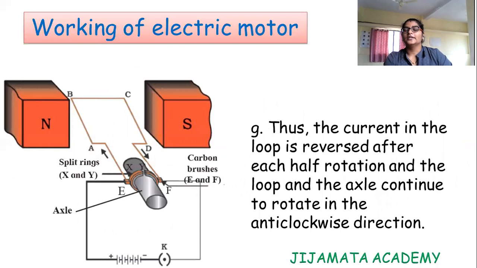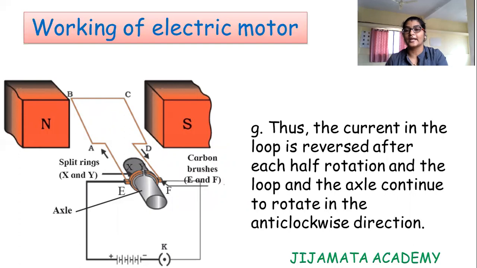So thus the current in the loop is reversed after each half rotation. After each half rotation, it will continue. That is the pairing between split ring and carbon brushes. This rotation is occurring due to the pairing of the split rings and carbon brushes. As the pair is changing, the direction of current is also changing.